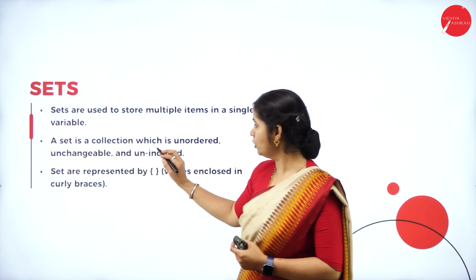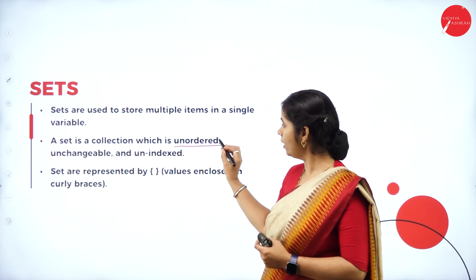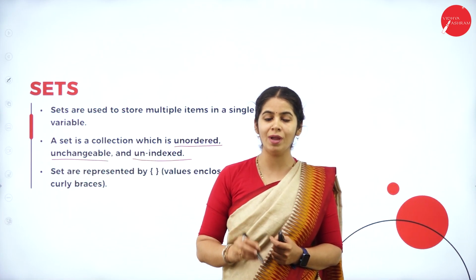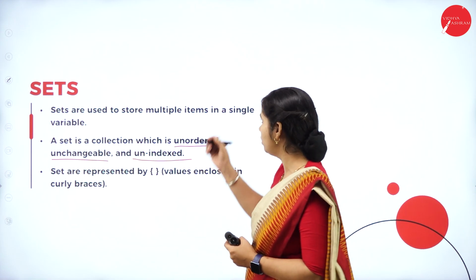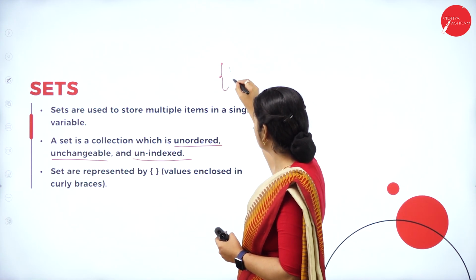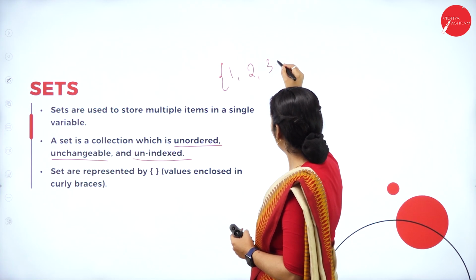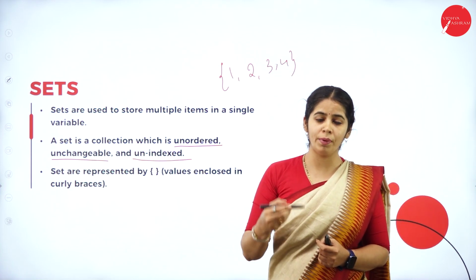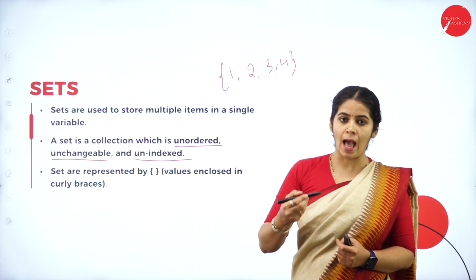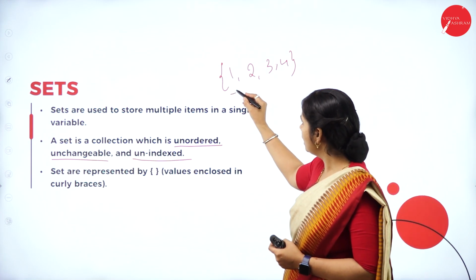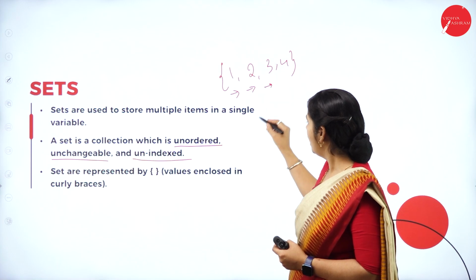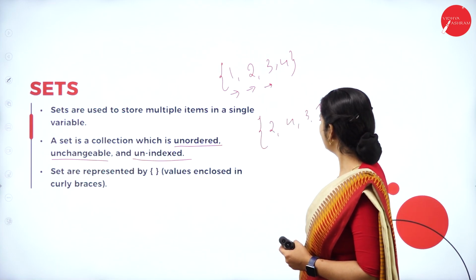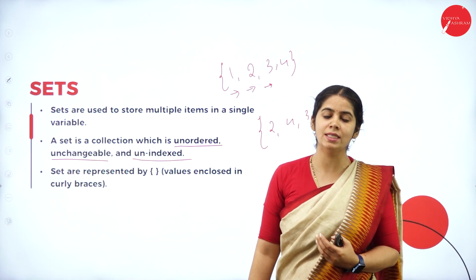A set is a collection which is unordered, unchangeable and unindexed. What do you mean by unordered? If I give the value of the set as 1, 2, 3, 4 and so on, when I want to print the same set as an output, it won't be displayed in the same order. It will be displayed in random order. This is called an unordered set.